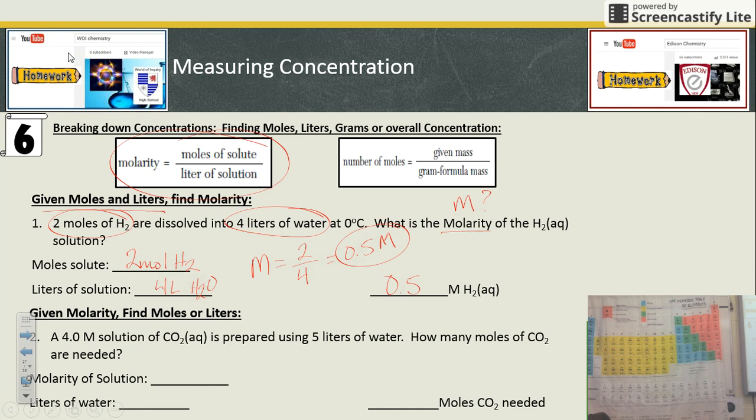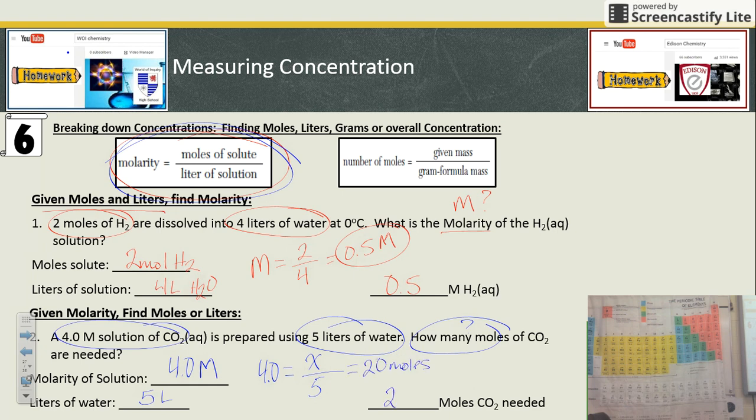Okay, so same type of problem: 4 molar solution, 5 liters of water. How many moles is what we're after. So the molarity of the solution is 4.0 capital M. The liters of water is 5 liters. And so our calculation is going to follow the same equation, but we're going to arrange it differently. 4.0, being our molarity, equals the number of moles, I'm going to put an X in there because we don't know it, divided by 5 liters. And so when you solve for X, X turns out to be 20 moles.